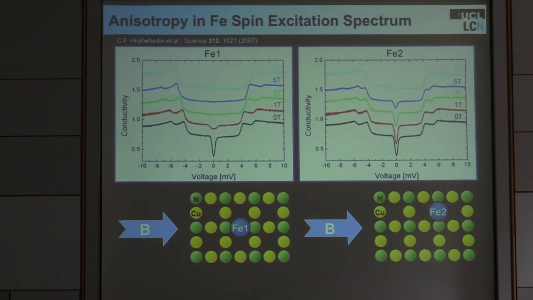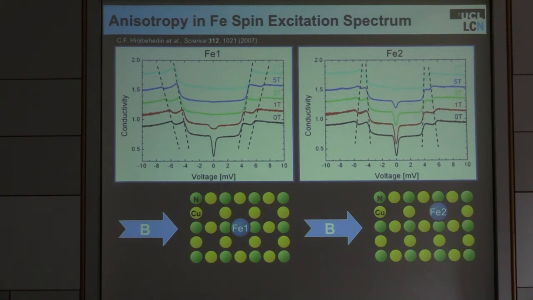So in the case on the left, the magnetic field is oriented parallel to the nitrogen axis of that atom, whereas if you look at the case on the right, the magnetic field is oriented perpendicular to that. So by applying the same magnetic field but choosing different atomic sites, we effectively get 2 different orientations of magnetic field.